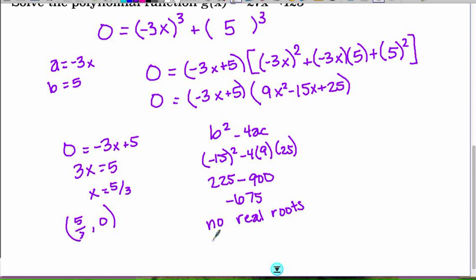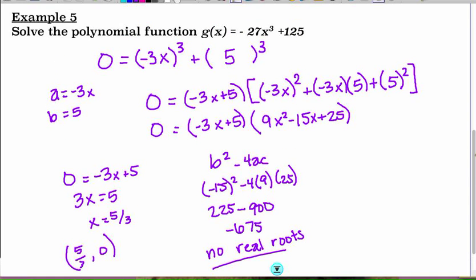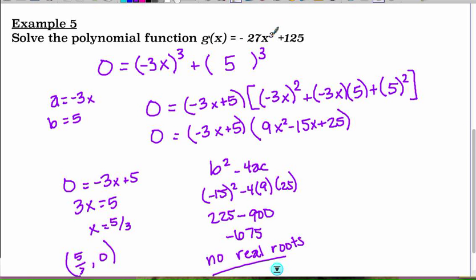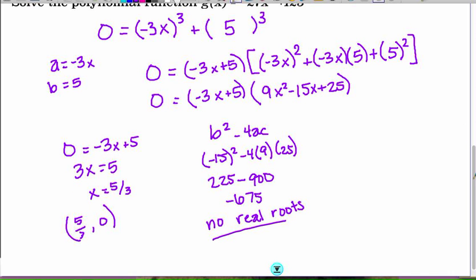So in this case, I only have one real root. Although I started with a cubic function, my cubic function is going to intersect my x-axis at one point, and that one point ends up being 5/3. So consider that, as I've said before, you can have up to 3 roots, but you will not always have 3 roots.